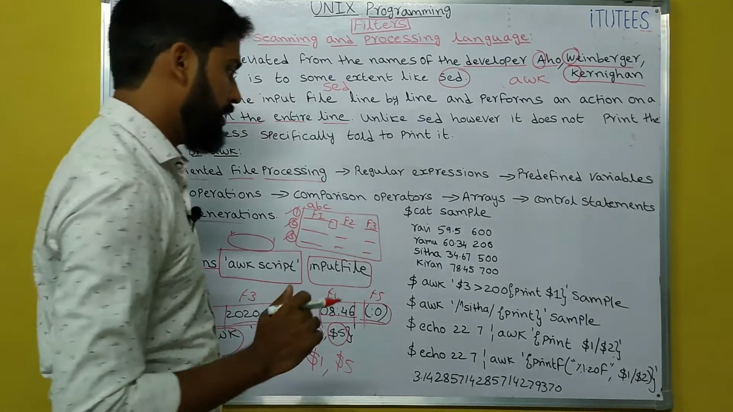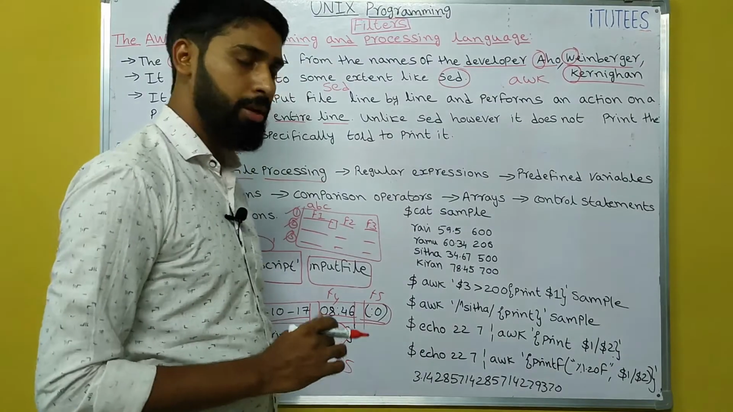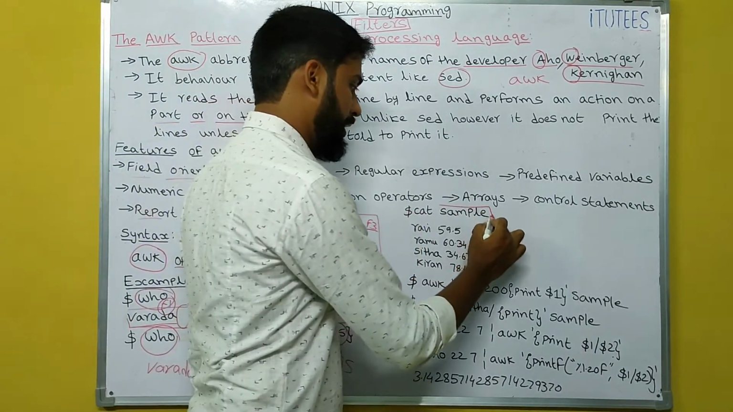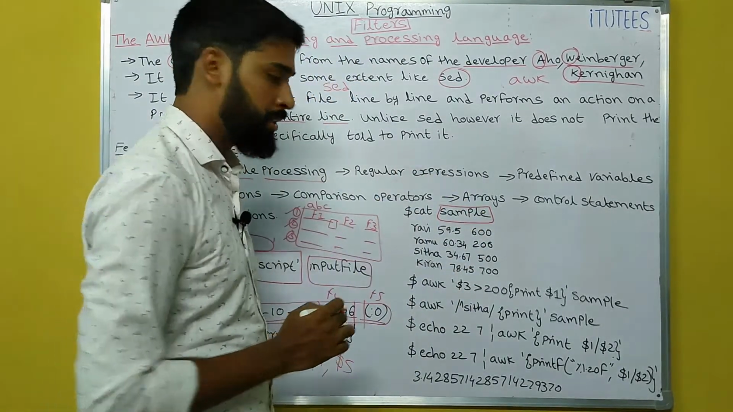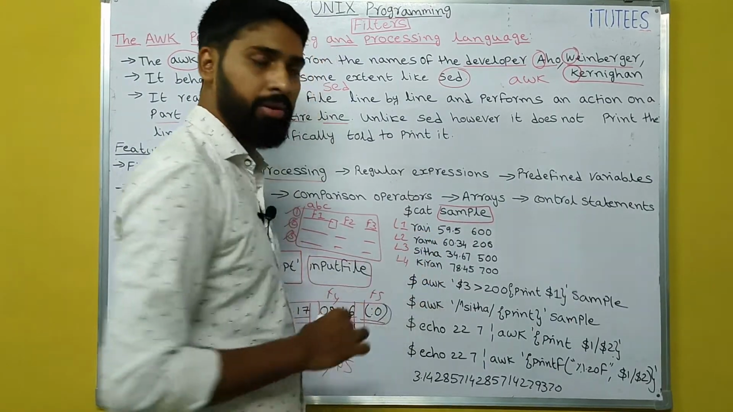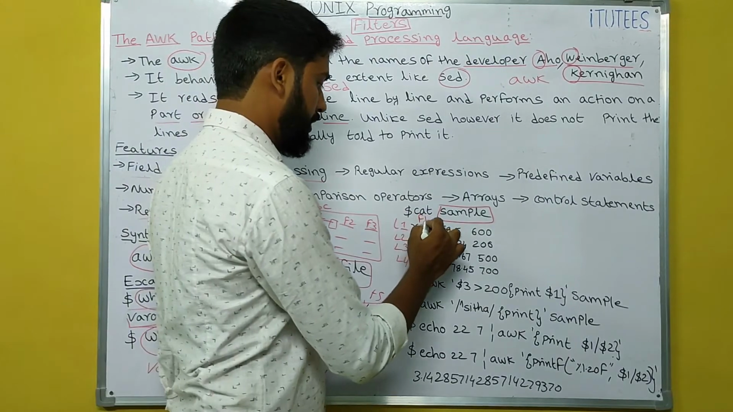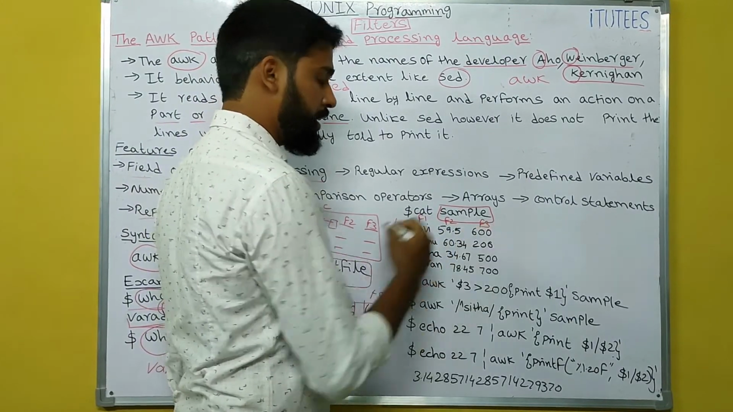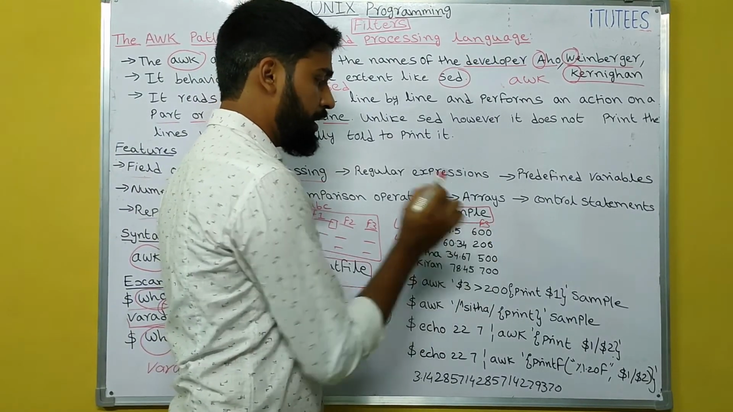Okay, now we can see how we are going to use an input file. This is the sample file, the file name is sample. This is line 1, line 2, line 3 and line 4. And these are the fields F1, F2, F3, that means $1, $2, $3.